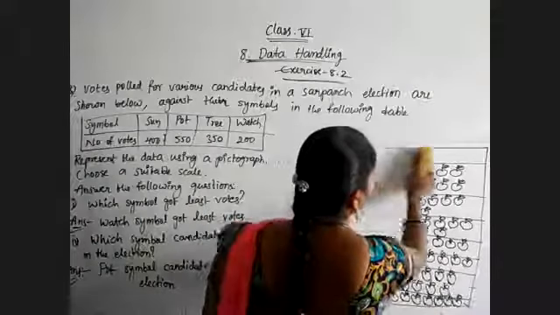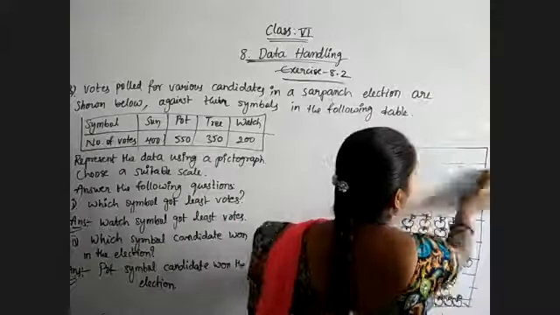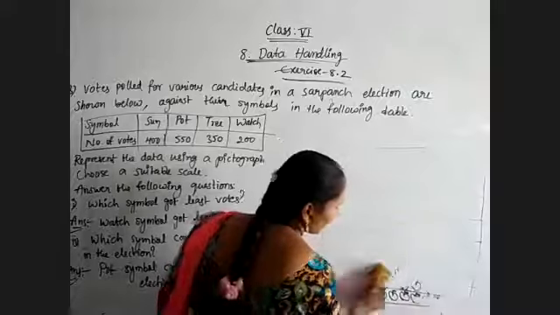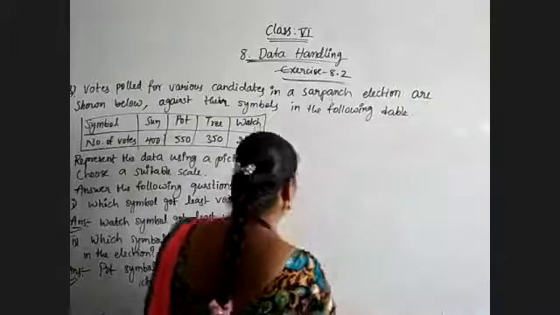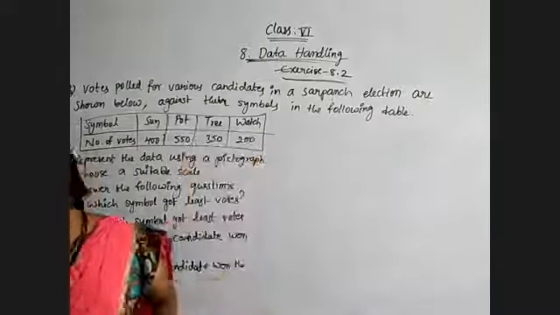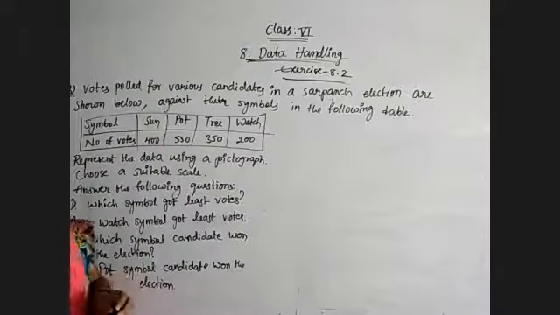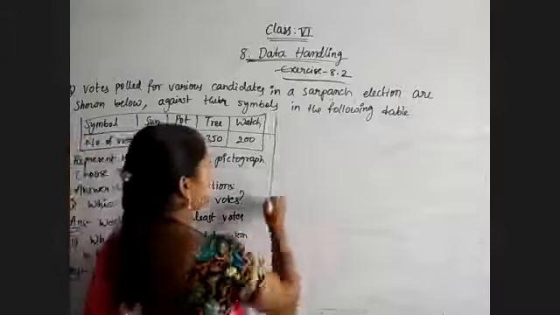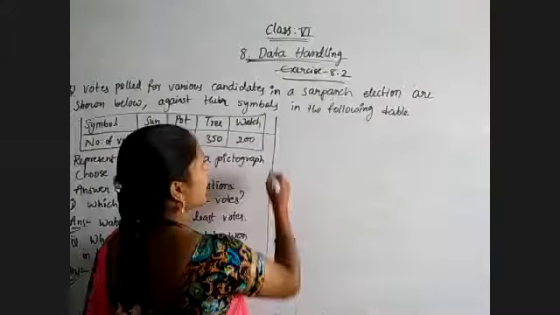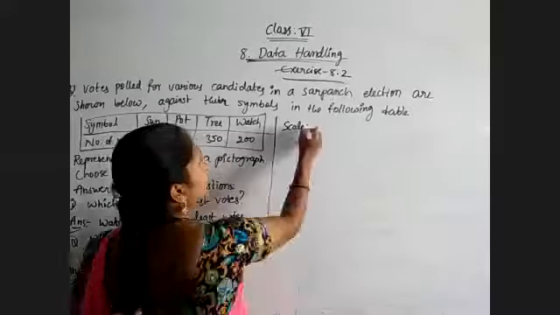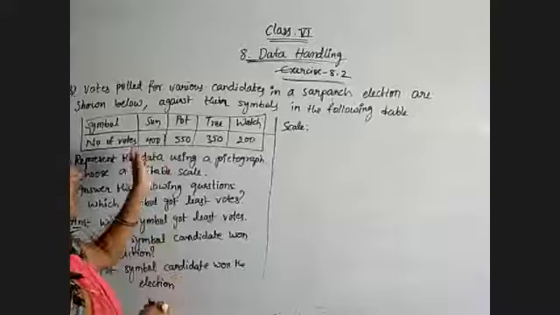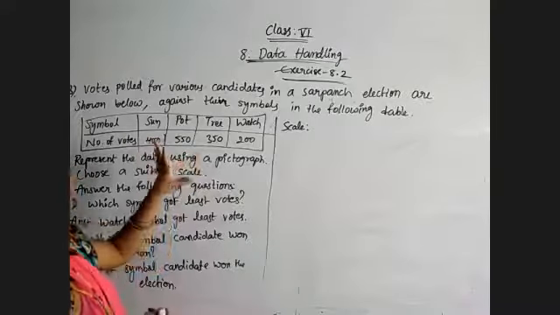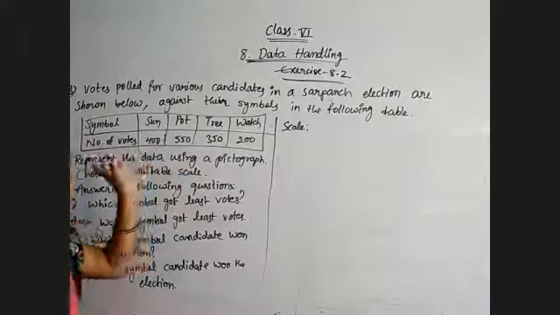Till now, for the first two problems, they were watches and apples only, so we used only one symbol. But here different symbols are there: pot, sun, tree, watch. So I am writing the scale as follows. Observe the numbers 200, 350, 550, 400. Since they are given in hundreds, we will take 100.